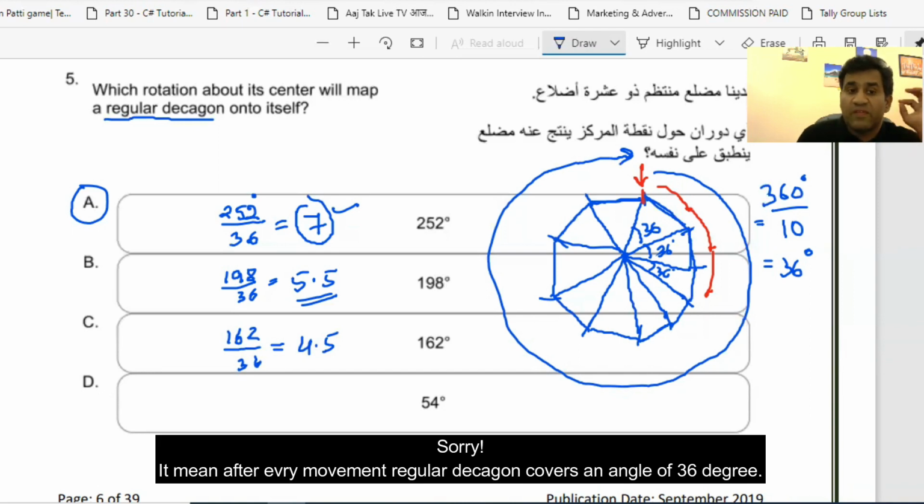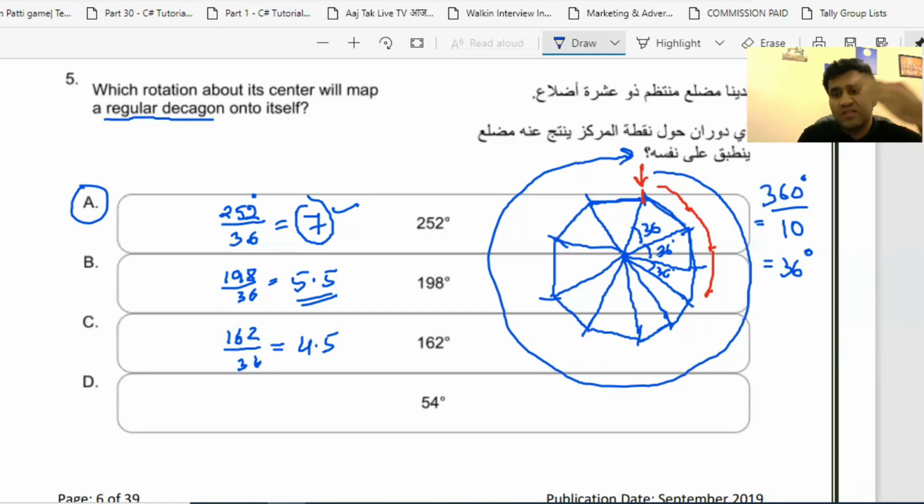So the right answer to the question is A, because after each 36-degree rotation, the regular decagon maps onto itself. But which option is a multiple of 36? Only option A. So A is the right answer to this question.